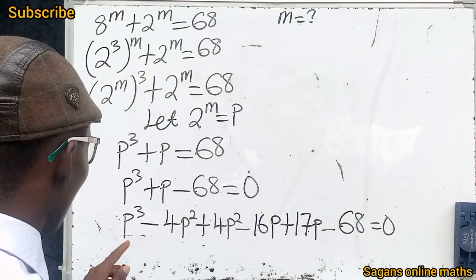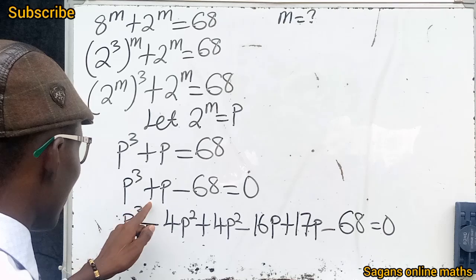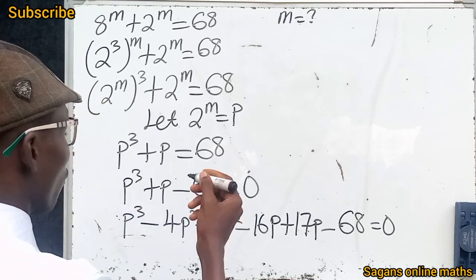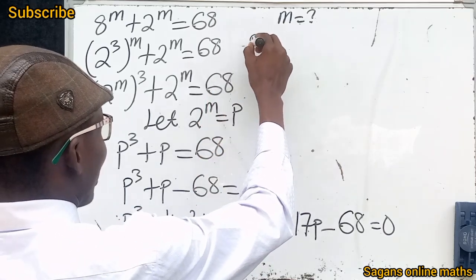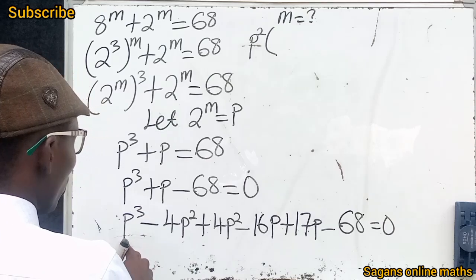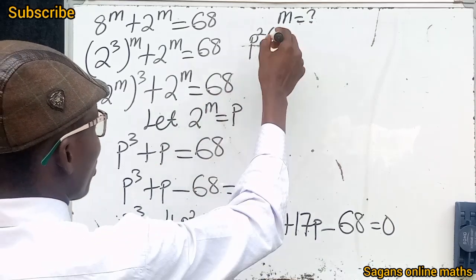Now I can factorize this. Between p raised to the power of 3 and minus 4p raised to the power of 2, what is common? p raised to the power of 2 is common, right? Then p raised to the power of 3 divided by p raised to the power of 2 gives me p.